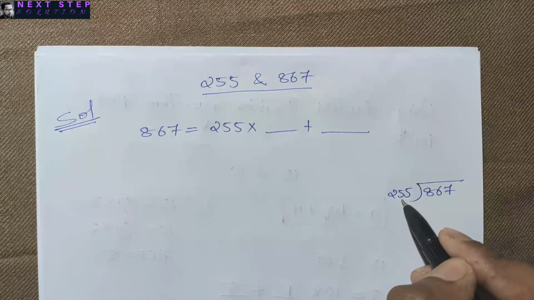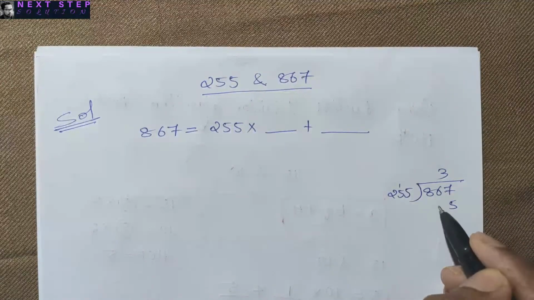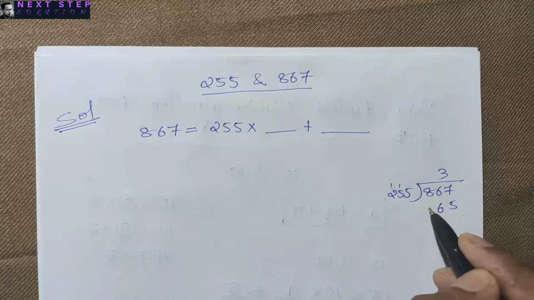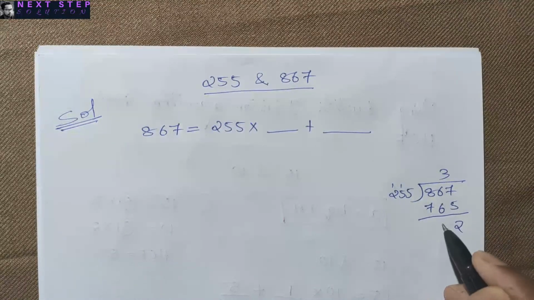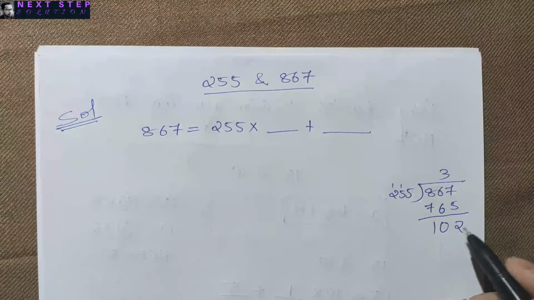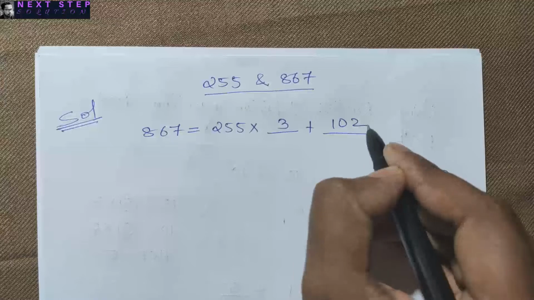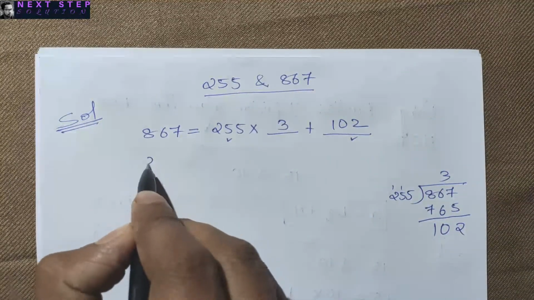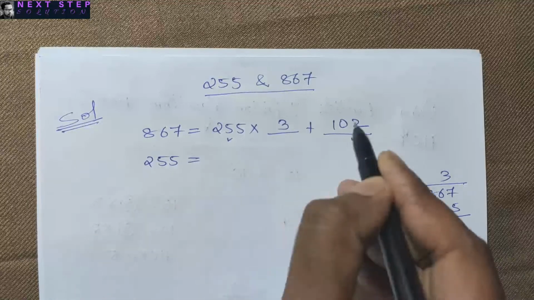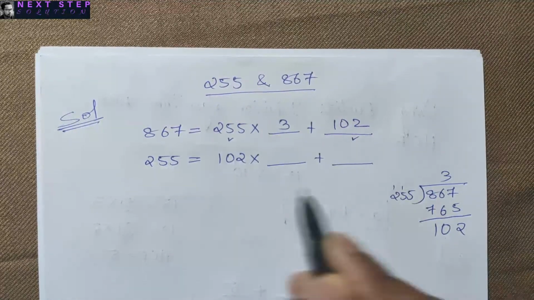Now 3 5s are 15, 3 5s are 15, 16, 6, 3 2s are 6, 7, 765. Now if we subtract this, 7 minus 5 is 2, 6 minus 6 is 0, and 1. Now if we multiply with 3, we have to add 102 in order to get this number. Now we will take these, the numbers 255 and this number 102 will come here. We have to multiply with a number and add a number to it in order to get this one.